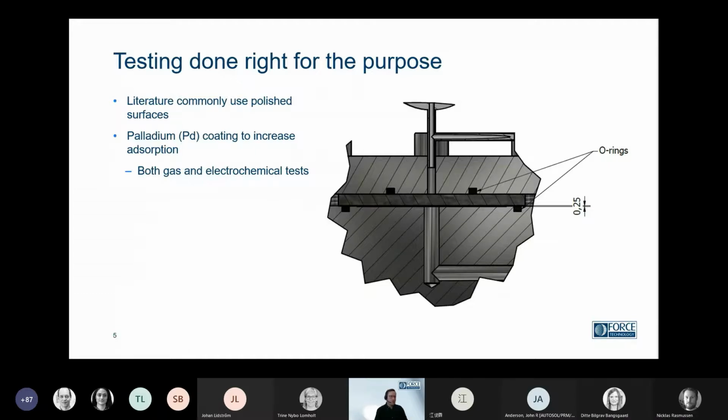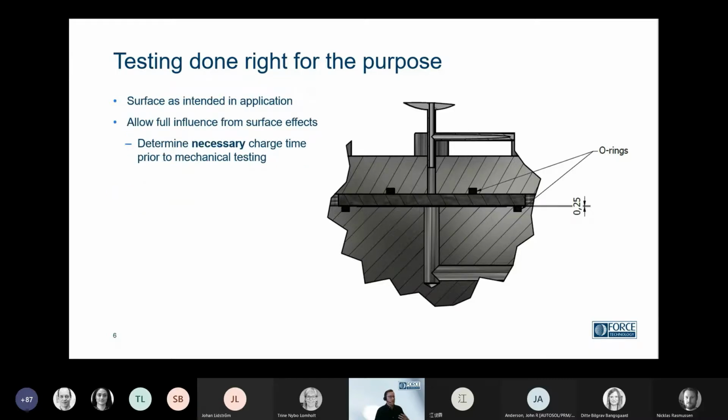I've already been touching on this, but we do this because we want to do the right kind of testing for the purpose. Literature commonly uses polished or at least ground surfaces. You would often see palladium coating to increase the absorption, which is good when you just want to measure the permeability. It's good if you just want to characterize your material. But in our case, we often want to see how it actually works in function.